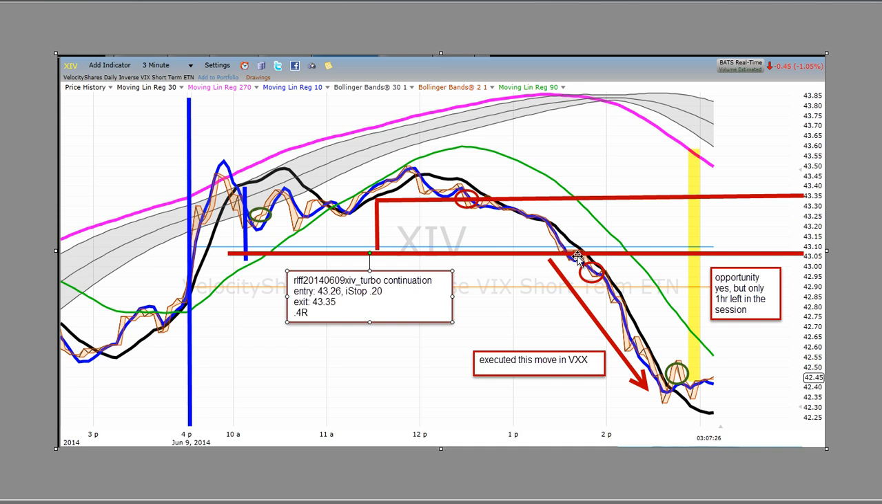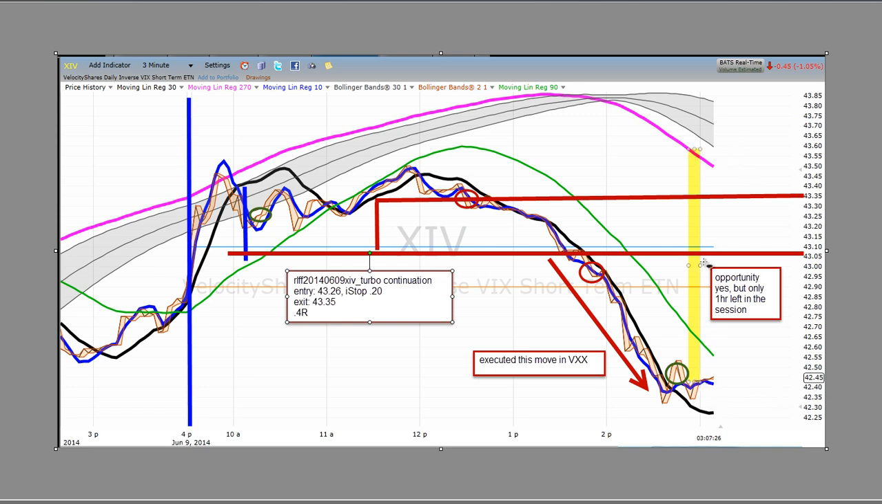And now we can execute this as a short. We actually executed this failure in VXX, but it's the same move. It's symmetrical. And so you get this nice move on the initial breakdown from the low of the day. And it collapses down here. We get an RLCO signal on the 10/30 crossover, so I get out in this hump. And now I'm looking at this last little bit from 42.40 to 43.50.